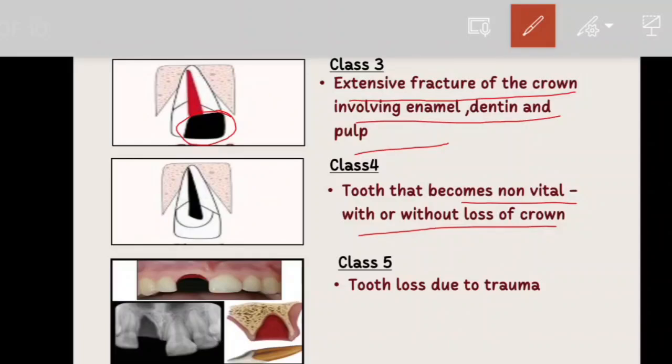Now class 5th is tooth loss, that is due to trauma. So you can see missing tooth space in the picture. So here key point is avulsion and emergency management is important.